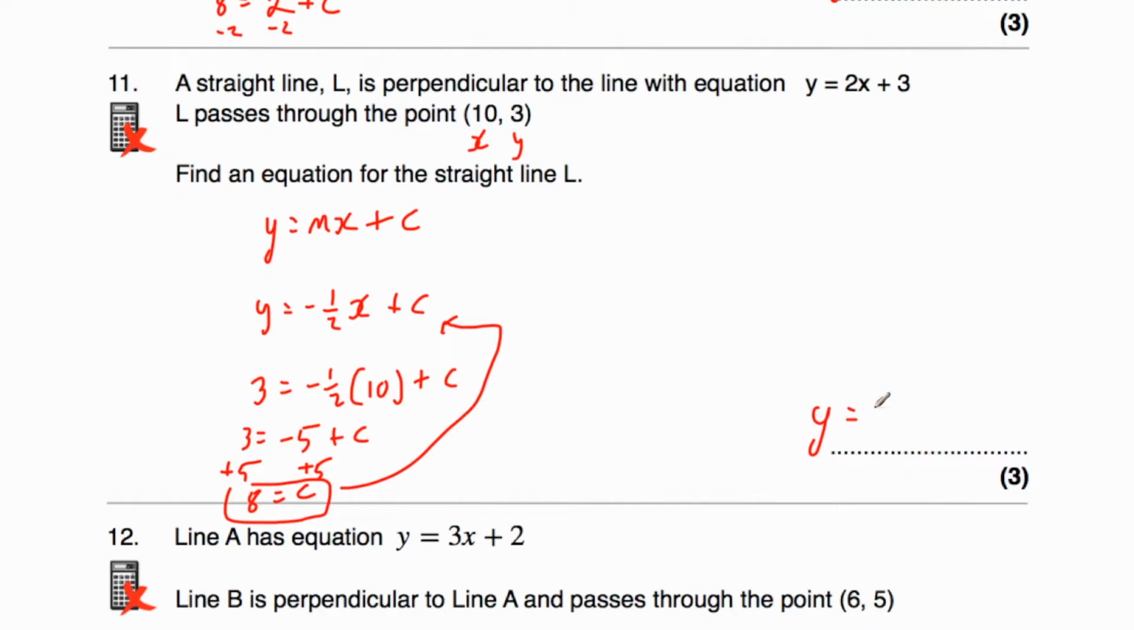So y equals minus a half x, and then instead of plus c, it was plus 8, so plus 8. And that's it. Okay, let's look at question number 12.